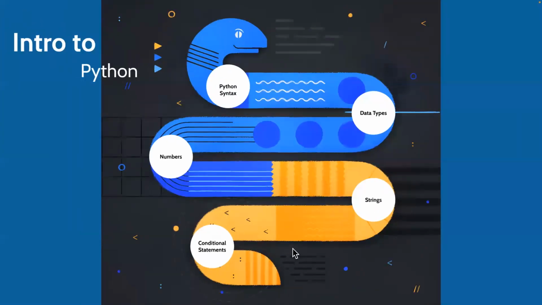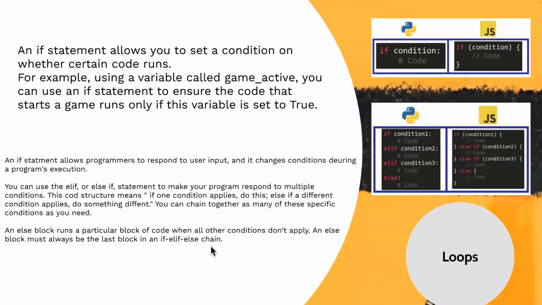And lastly, we have the difference in conditional statements. What's the difference between how we write a conditional statement in JavaScript versus in Python? An if statement allows us to set a condition on whether a certain code runs. For example, using a variable called gameActive, you could use an if statement to ensure the code that starts a game runs, and then you can set it to true.